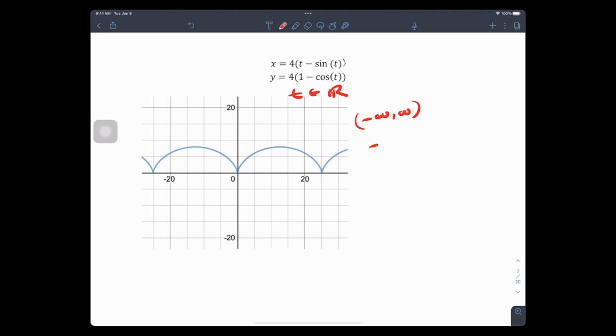And you say, what does that mean? Well, my t value is between these two numbers, but it's never equal to those because it's infinite. It's not finite. There's no initial point, no terminal point, because t is over the whole real number line. Okay, you guys okay with that?